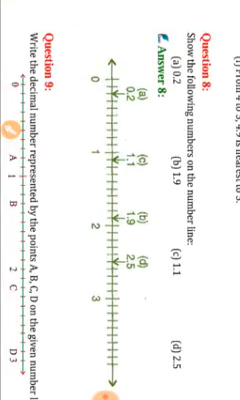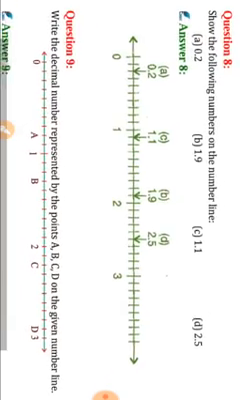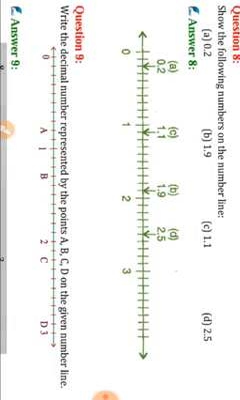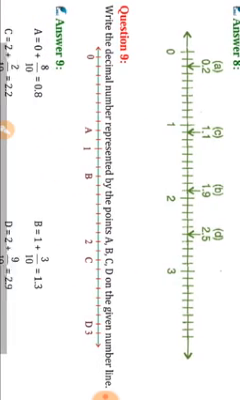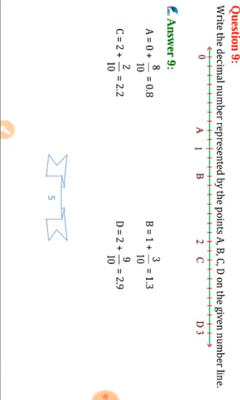Then show the following numbers on the number line. This I have shown, you can come to know that. So write the decimal numbers represented by A, B, C, D on the number line. So first we have to write the decimals.